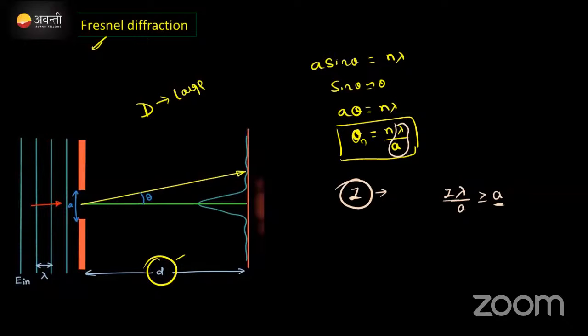Here we need to find out the value of z. Z means it's the Fresnel diffraction distance. What is the z value here? A square by lambda. This is one of the equations actually given by Fresnel. Keep this in your mind. I think it will not come in the exam also. Cool.